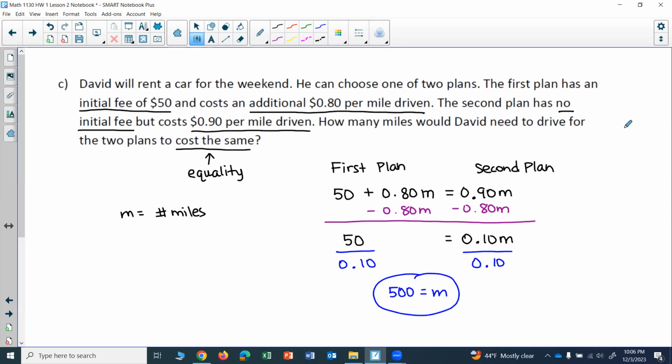So a couple reminders: when you're solving an equation, whatever you do to one side of the equal sign, you have to do the exact same thing to the other side of the equal sign. Also, if you have fractions in your equation, you can go ahead and multiply by the lowest common denominator in order to clear the fractions.